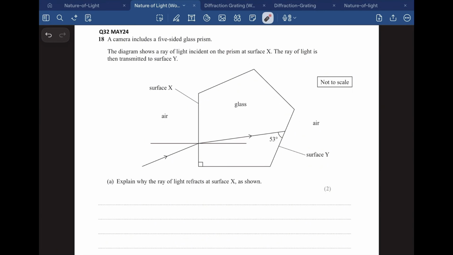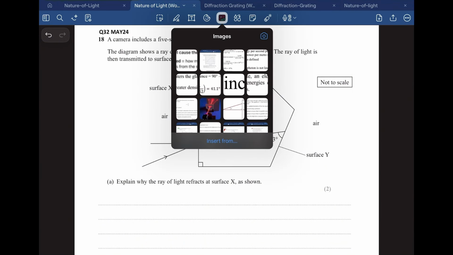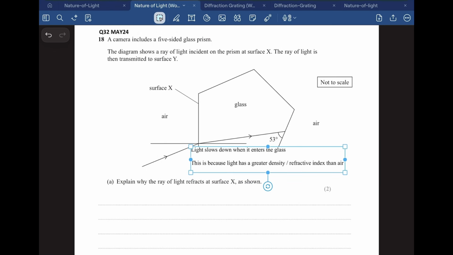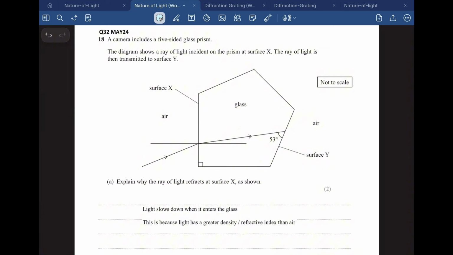The reason is because the speed of the light has decreased, and the refractive index of the glass is definitely greater than the refractive index of the air. That is the reason why the speed has decreased. So that should be our points which we should be writing. Okay, if you can write all of these points, then you are going to get 2 marks.